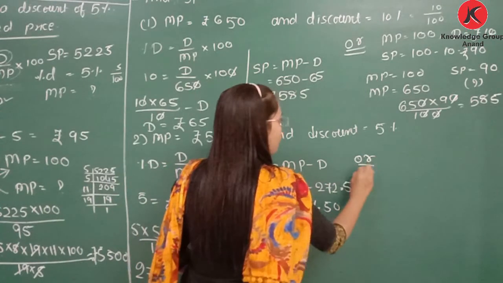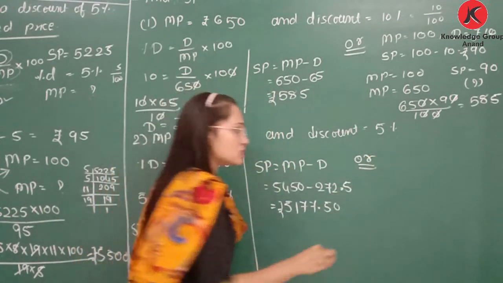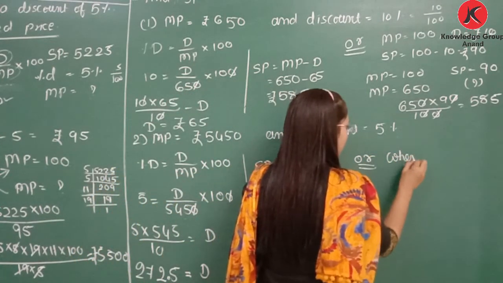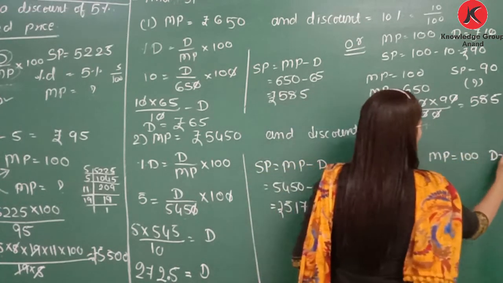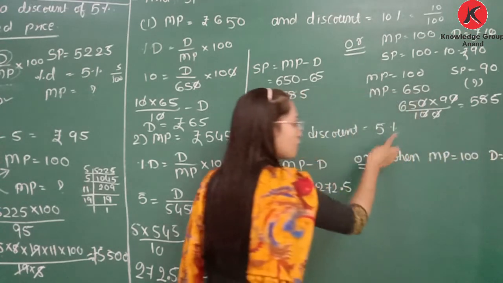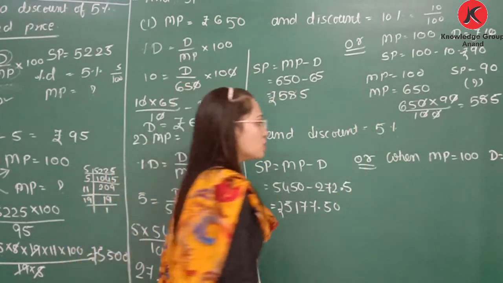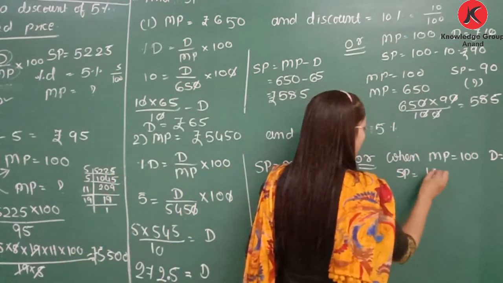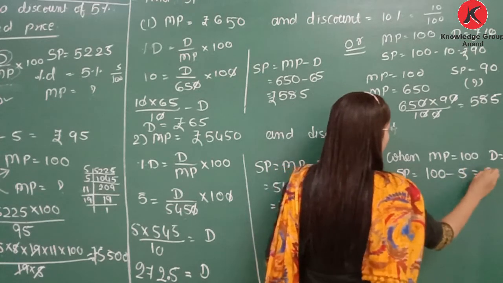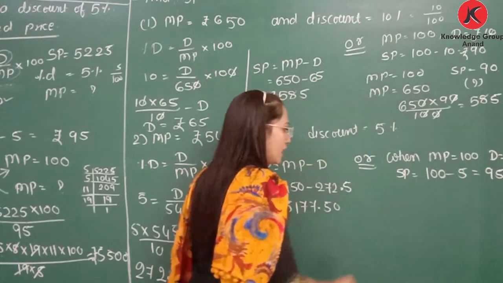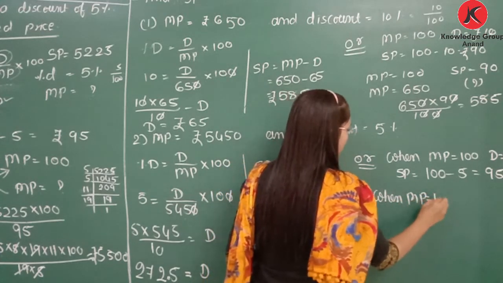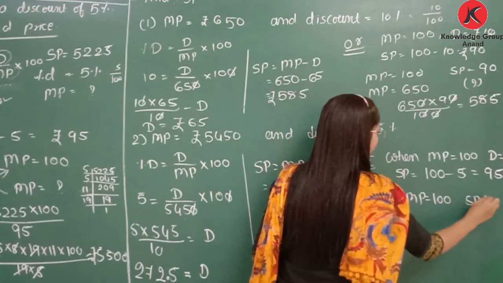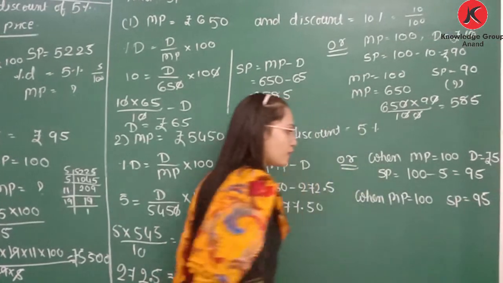Now you can solve this example using this method also. Here 5% discount, so we can consider when mark price is 100, discount is 5 rupees. 5% means from 100 it is 5. So selling price will be what? 100 minus 5, that is 95. Now we can say when mark price is 100, selling price is 95, if discount is 5 rupees.